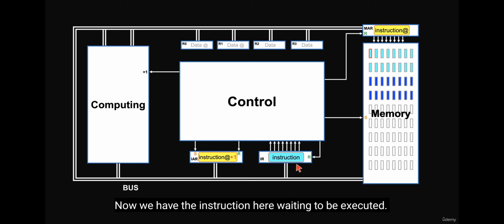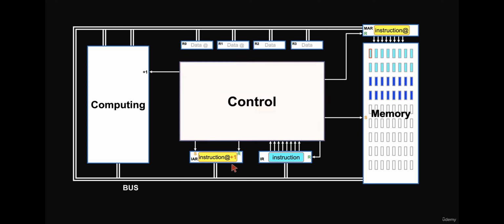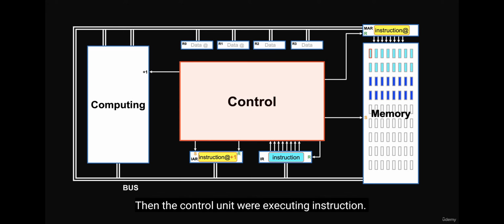Now we have the instruction here waiting to be executed, and the next instruction address here. Then the control unit will execute the instruction. After that, the cycle repeats, fetch and execute. But how to execute the instructions? Let's first figure out what needs to be done.